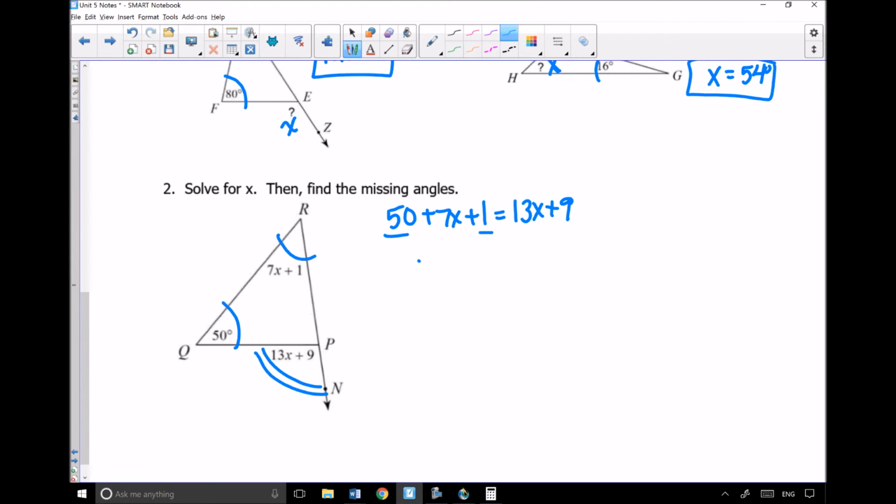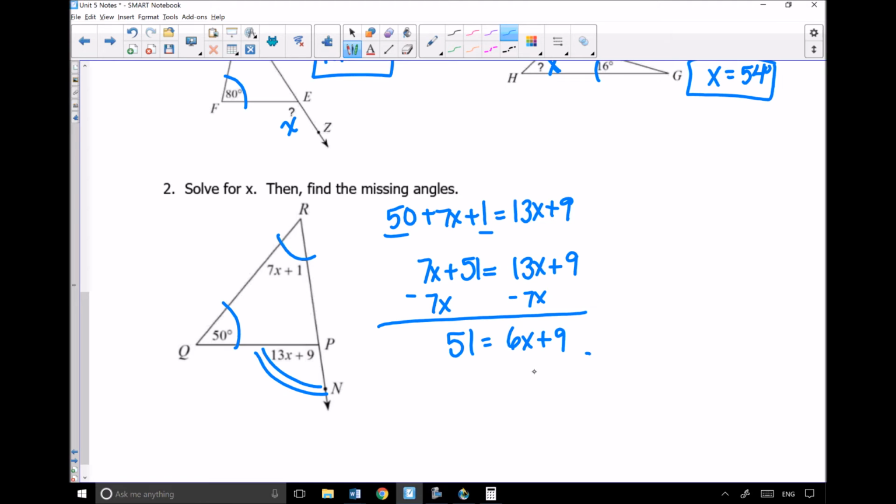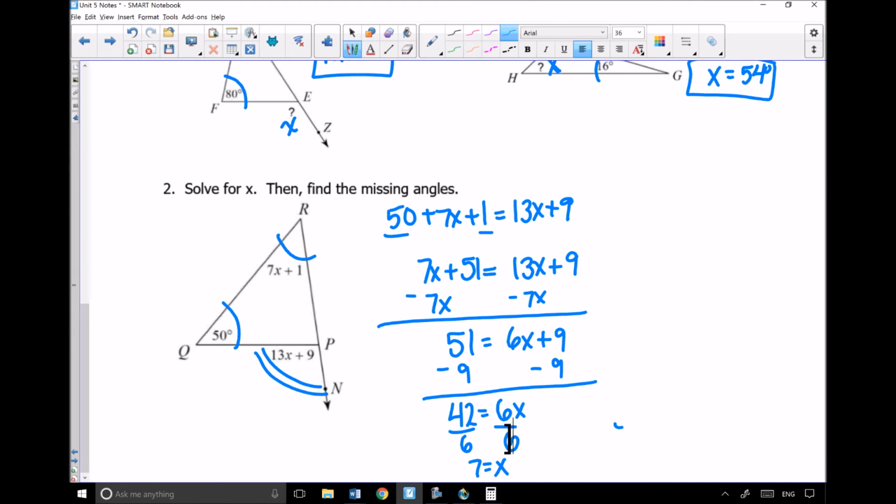I've got 50 and 1, so I put them together, so I get 7x plus 51 is equal to 13x plus 9. Okay? Subtract the 7x from both sides. This is just a review of solving equations. So I get 51 equals 6x plus 9. Subtract the 9 from both sides, and I end up getting 42 is equal to 6x. Lastly, just divide by 6, so I get x equals 7.